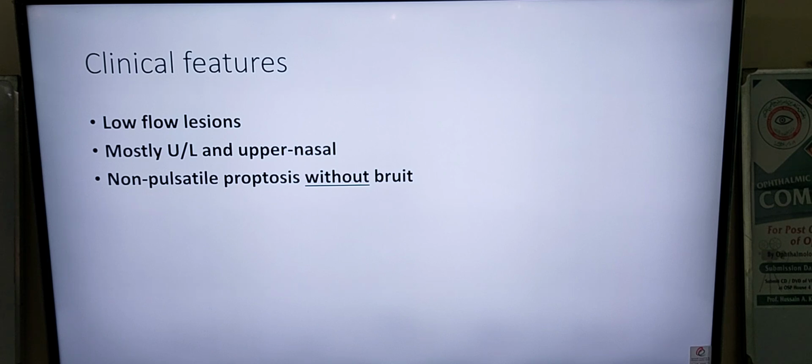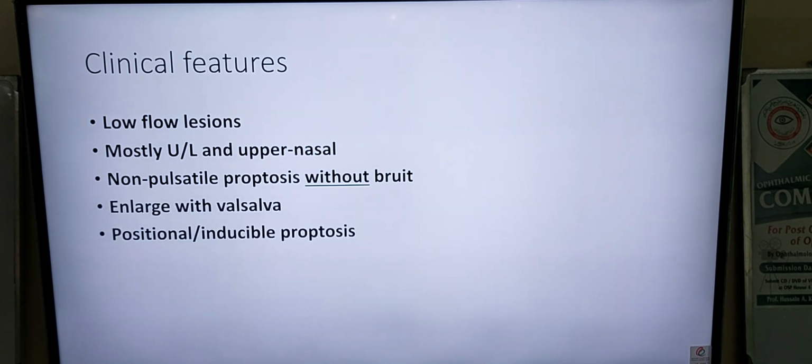Non-pulsatile proptosis without bruit is present because of the low flow. We will not find bruits. Since they are often in communication with the systemic circulation, they will enlarge with Valsalva. With Valsalva, the venous pressure increases, so these varices will enlarge. Due to this phenomenon, there will be positional and inducible proptosis. When the venous pressure increases, the proptosis will become more prominent. Venous pressure can be increased by making a head down position, with Valsalva, or by exerting pressure on the jugular veins.